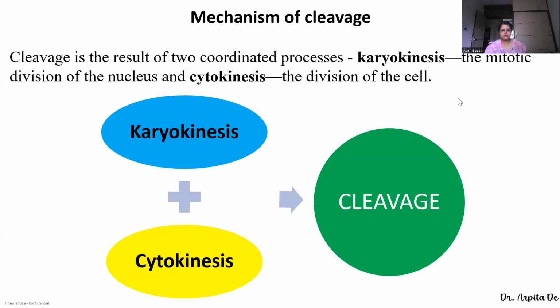We are almost at the end of our lecture. This is just a very brief mechanism of cleavage. Cleavage is the result of two coordinated processes: karyokinesis and cytokinesis. The mitotic division that divides the nucleus, karyon means nucleus. So division of nucleus is karyokinesis, division of cytoplasm is cytokinesis. Karyokinesis and cytokinesis together give you cleavage.